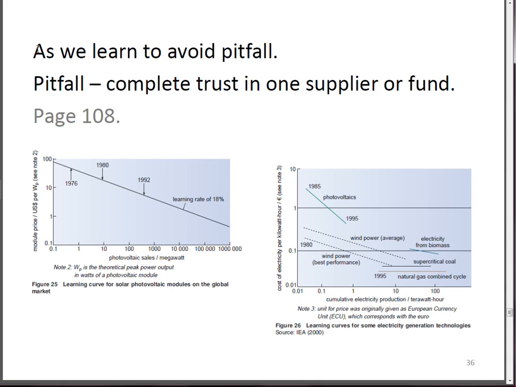But one of the pitfalls we find with renewable energy, unfortunately, is that many companies were trusting one source of funding, mainly the government. And likewise, the government would trust, here it says one supplier, but it means a small amount of suppliers. So there was a kind of a focus of who gives the money and who uses the money. And that was a pitfall. That was a problem. You can see more about it on page 108, for example, figure 25.